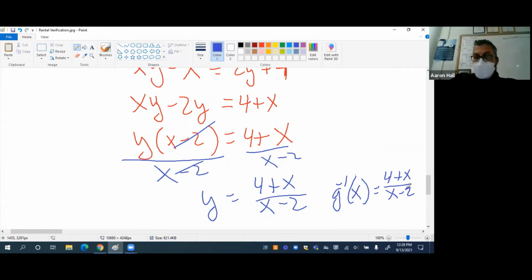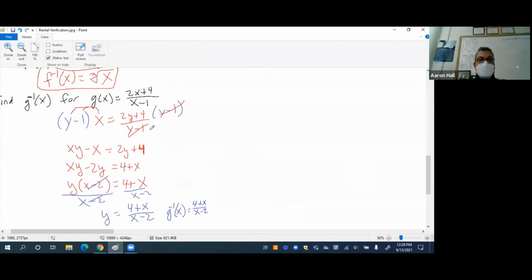Bryn, is that what you got? So what did we do? If you have a problem like this, step me through how to do this. Bentley, if I have g of x and I have this ugly fraction to deal with, step me through how to do this. What was our first step? To switch the variables. So we changed all the x's to y's and all the y's to x's. What was the next step? To solve for y. Okay, how do we solve for y?